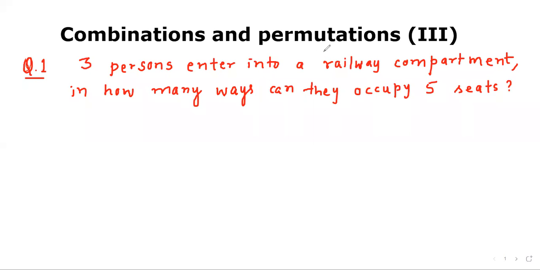Combinations and permutations continue. Question number 1. Three persons enter into a railway compartment. In how many ways can they occupy 5 seats? Solution. So there are 5 places and 3 persons are to be occupied. So it is very simple question. So we can say it is 5P3, which will be equal to factorial 5 divided by factorial 5 minus 3.